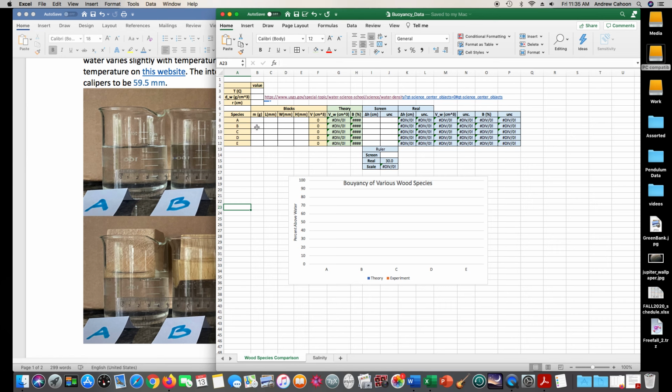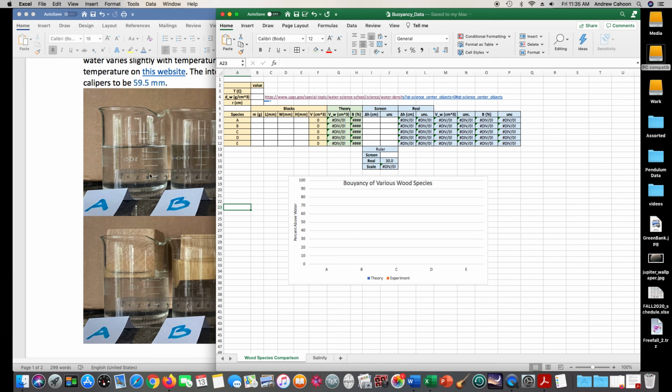So what are you inputting? You're inputting the mass, length, width, and height of each block, the height change as measured on your screen, and the ruler length as measured on the screen, along with the uncertainties in these heights.